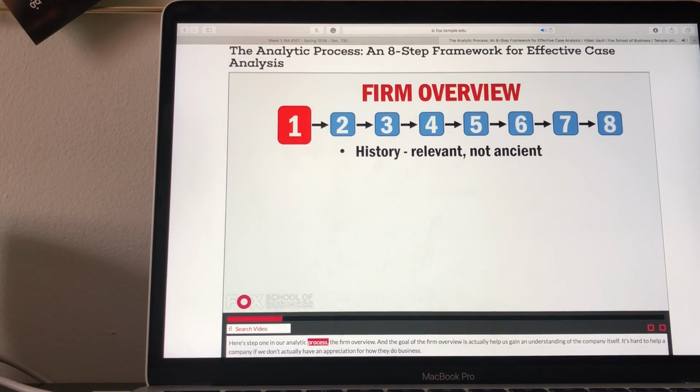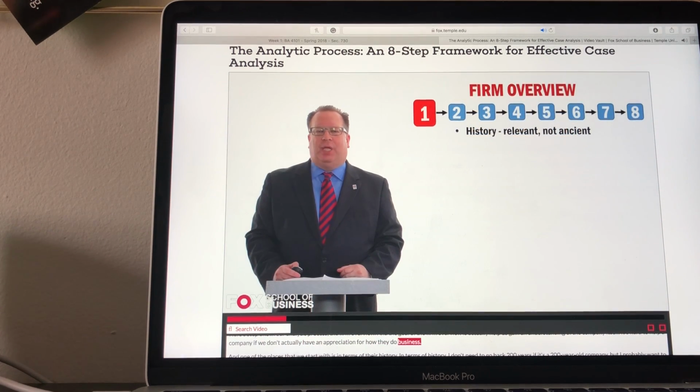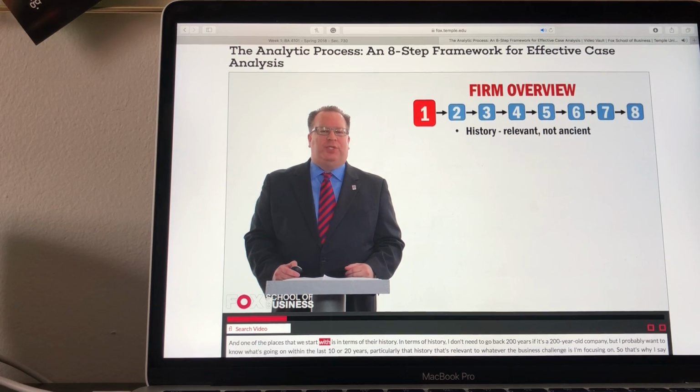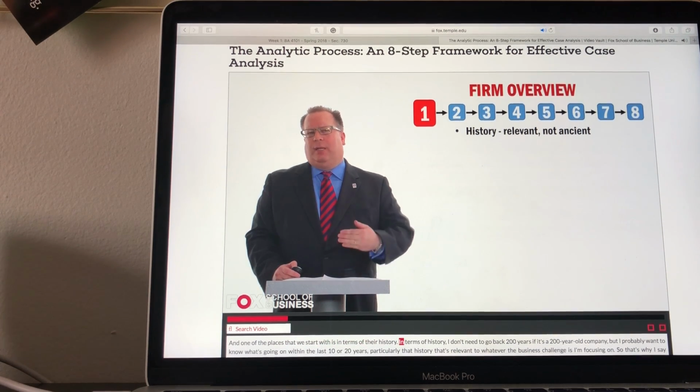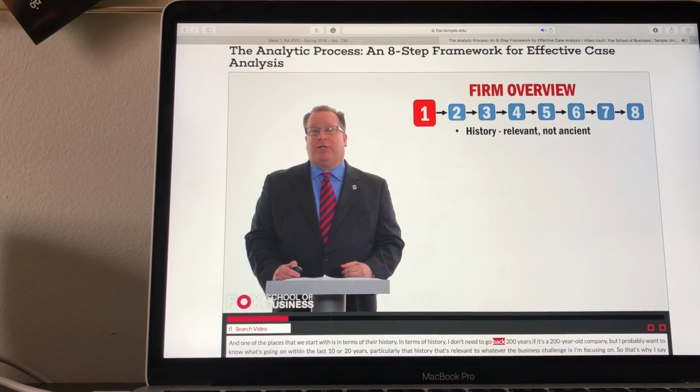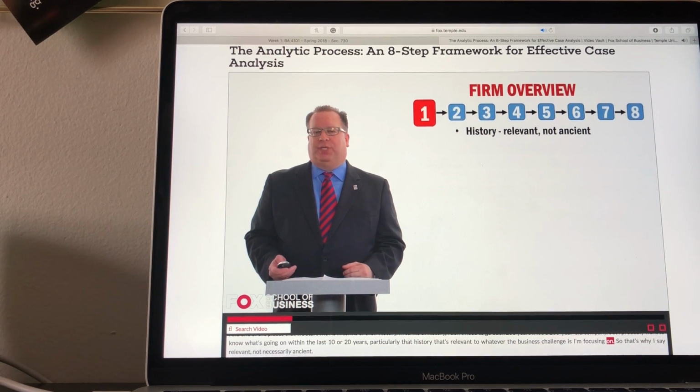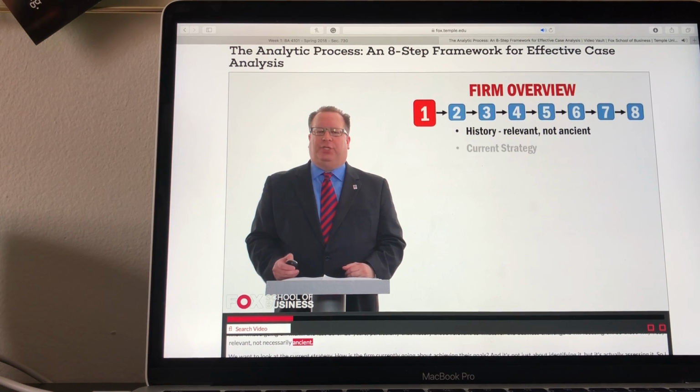Here's step 1 in our analytic process, the firm overview. The goal of the firm overview is to help us gain an understanding of the company itself. It's hard to help a company if we don't have an appreciation for how they do business. One of the places we start is their history. And in terms of history, I don't need to go back 200 years if it's a 200-year-old company, but I probably want to know what's going on within the last 10 or 20 years, particularly that history that's relevant to whatever the business challenge is that I'm focusing on. So that's why I say relevant, not necessarily ancient.